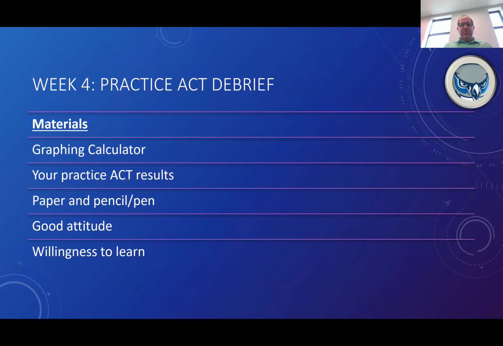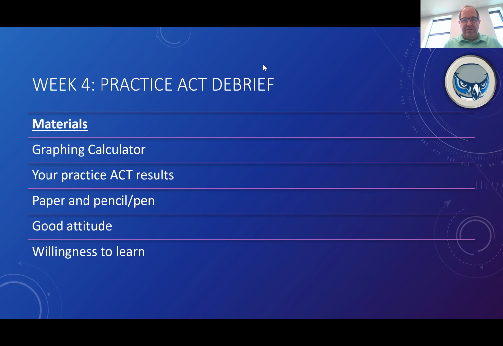Your practice ACT results. If you took the practice ACT test, your seminar teacher will have passed back your results from the test, probably done maybe last week. Hopefully you still have those. It would be great to go through those and look at the questions that you missed. We're going to look at questions that most students miss, but it will be particularly important to look at the ones that you missed. As always, something to write on, a pencil or pen, right? Good attitude, willingness to learn.